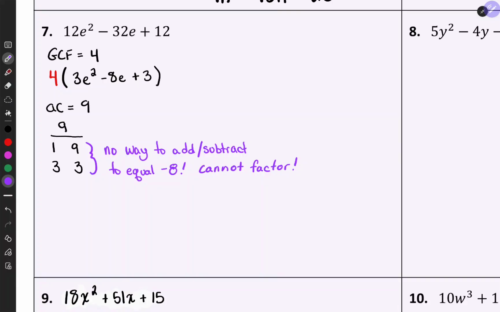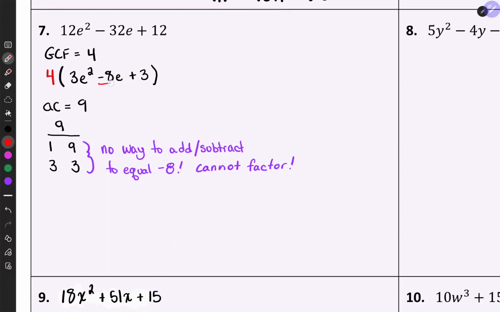Listing all the factors of 9: 1 times 9, 3 times 3. Which of those pairs can I get a negative 8? Okay, we're shooting for a negative 8. And instantly I think of, well, I know 1 minus 9 is negative 8, right? Cool. But is 1 times negative 9, 9? And the answer is 9. That's German for no. Okay, so 1 times negative 9 is negative 9, not positive 9.